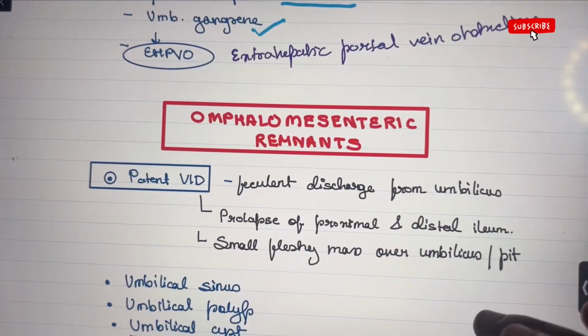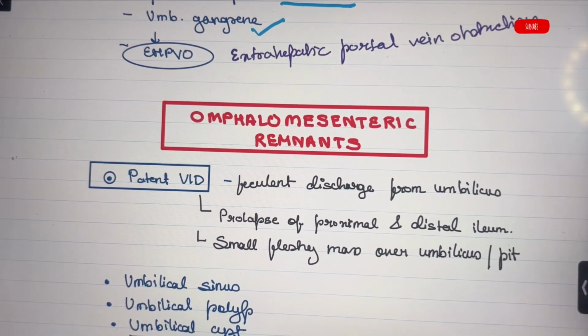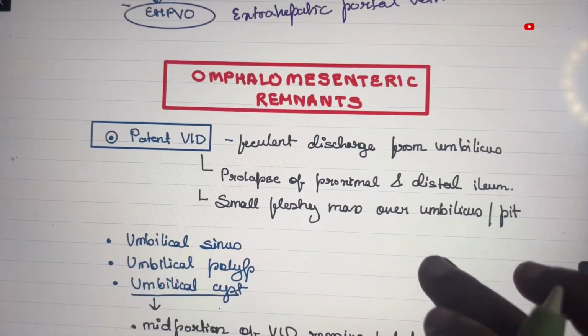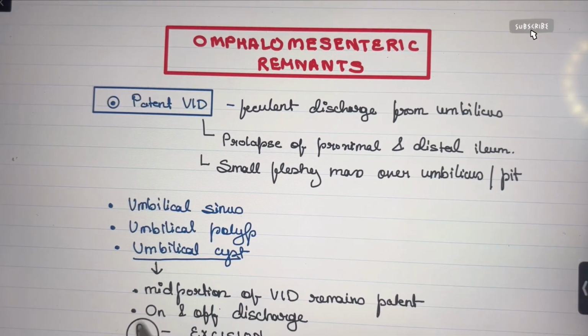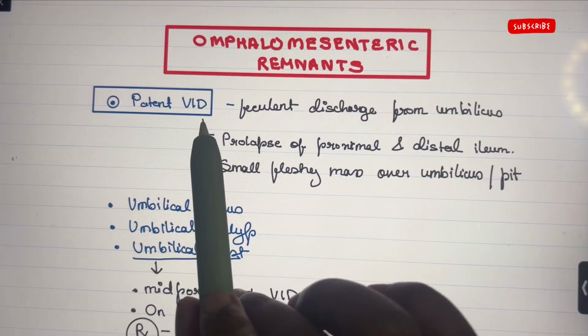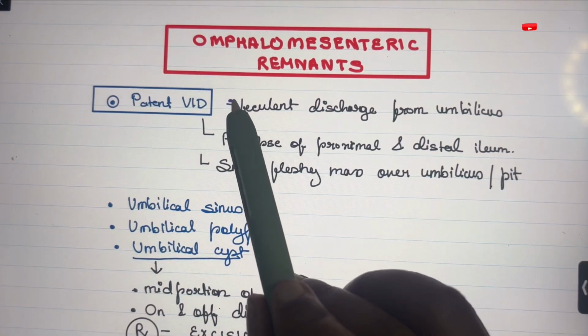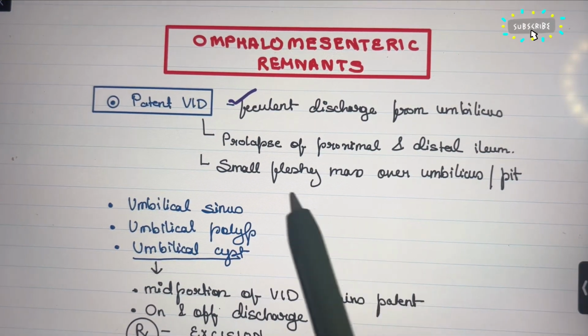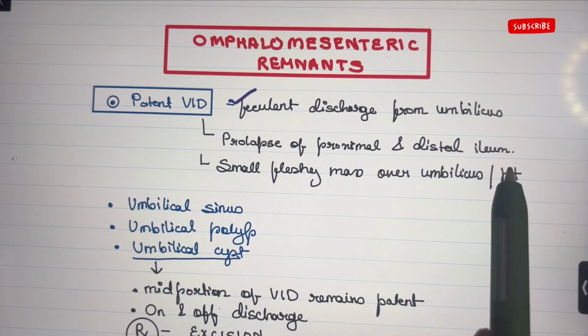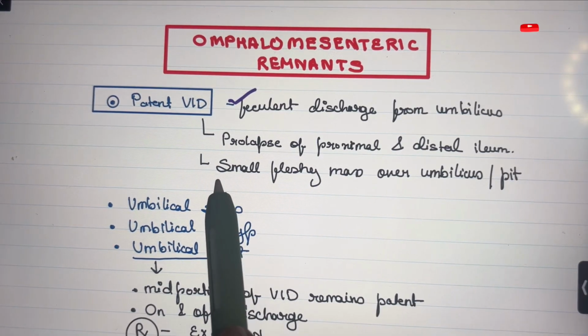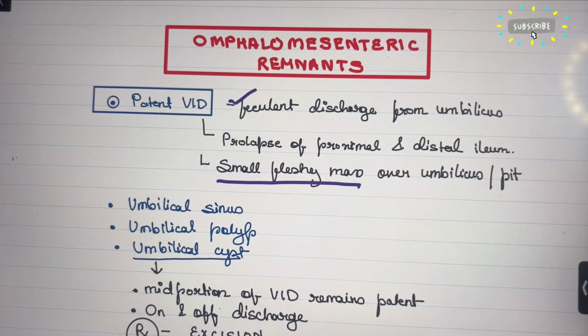Now, omphalomesenteric remnant. This is a congenital abnormality of the umbilicus. In omphalomesenteric remnant, either we can have a patent vitellointestinal duct, in which case we will have a feculent discharge from the umbilicus, or there may be prolapse of the proximal or distal ileum from the umbilicus, and a small fleshy mass can be seen over the umbilical pit.